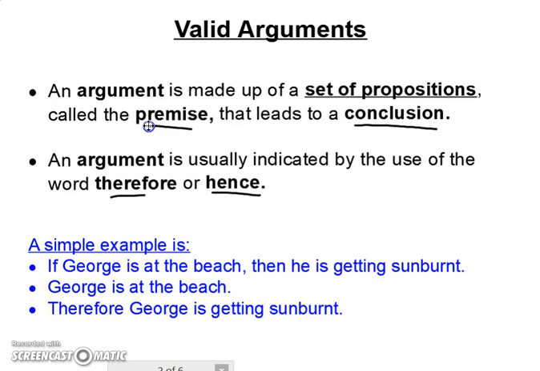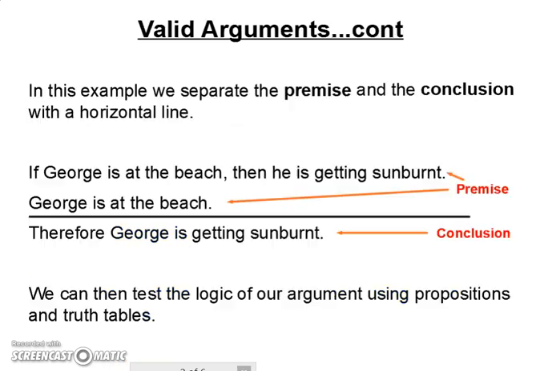If George is at the beach, then he is getting sunburned. George is at the beach, therefore George is getting sunburned. So that is our argument with our two premises and also a conclusion. We can separate out our premises and conclusion, and you often see that with this horizontal line. If George is at the beach, then he is getting sunburnt. That's one premise. The other one is George is at the beach. Our conclusion is therefore George is getting sunburnt.